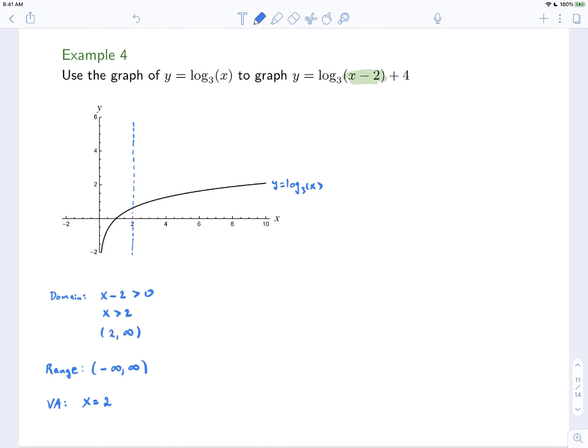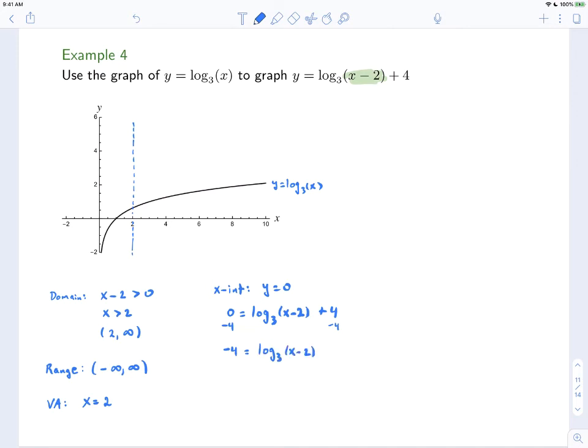Okay, so now we want to find our x-intercept. And again, that's the point where y is equal to 0. So we want 0 is equal to the log base 3 of x minus 2, plus 4. So our ultimate goal is to solve for x. But that x is buried inside of this logarithm, so the first step is to solve for the logarithm. So we subtract 4 from both sides. So negative 4 is equal to log base 3 of x minus 2.